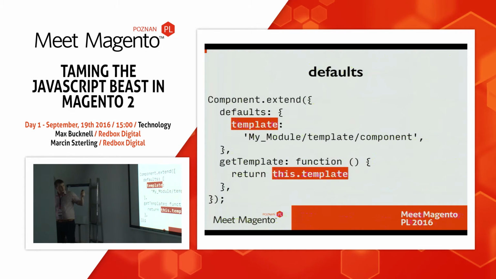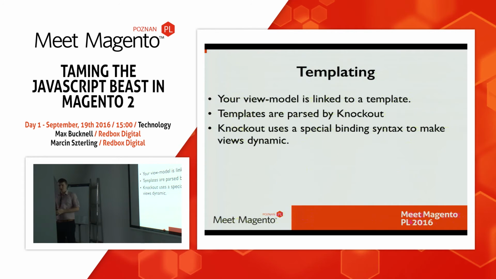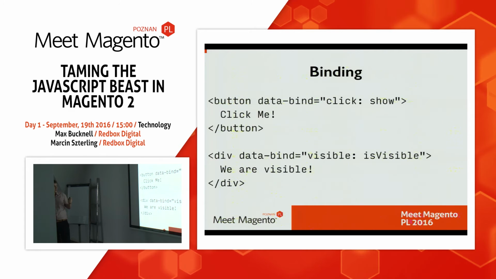This template points to an HTML file that is linked to the view model. So your view model is linked to a template. That's how it renders its thing. And these templates are parsed by this library you might have heard of called Knockout. And Knockout uses a special binding syntax. It's how it makes your views dynamic. So something changes in your view model and the view will automatically update, and it's pretty cool when you first see that happening.